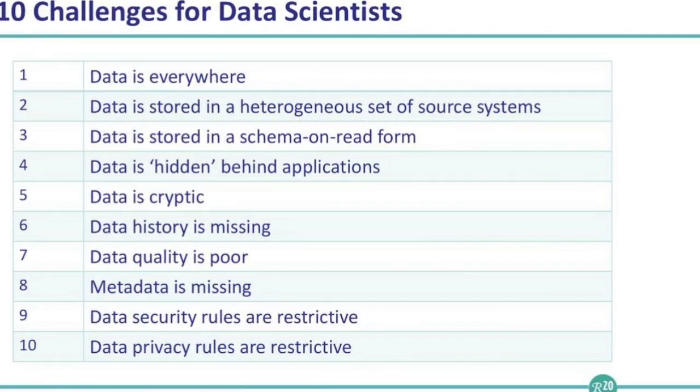Okay, so let me go through these 10 challenges. First one, data is everywhere. As I said, data virtualization is all about abstraction, data abstraction. It hides where and how data is stored and how it needs to be accessed. It can show all the data in an integrated fashion. So when data scientists access a data virtualization server, it feels to them as if all the required data is stored in one integrated system. Data virtualization also hides whether data is stored on-prem or on cloud platforms, or whether the data is coming from an internal or external source. So data is everywhere for the data scientist, but if he uses data virtualization, it feels as if it's in one spot.